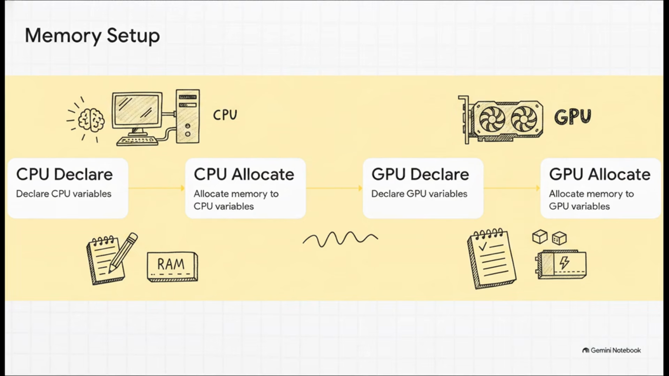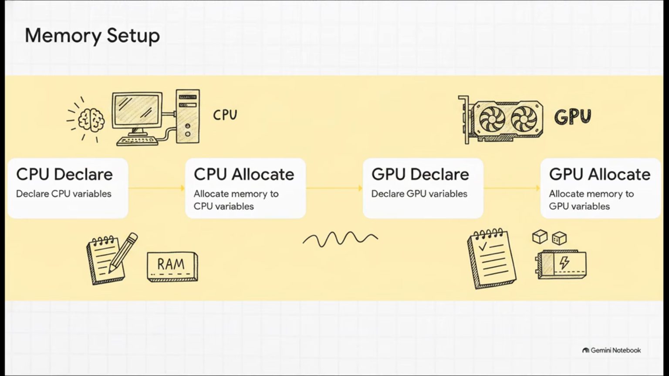Step 1, we declare variables for the CPU. Step 2, we allocate memory for those variables in the CPU's main memory. Now, because the GPU absolutely needs its own space to work, we basically duplicate this entire process on the accelerator side. Step 3, we declare separate variables specifically for the GPU. And step 4, we allocate memory to those variables over in the GPU's isolated memory space.